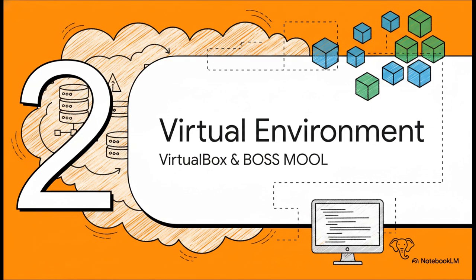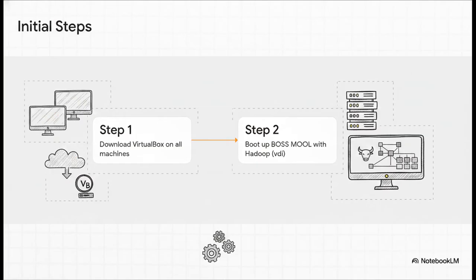Moving right along to section 2, preparing the virtual environment, specifically using VirtualBox and BOSS MOOL. Okay, so to actually get our software running, we've got 2 absolutely crucial first steps. Step 1, you just go ahead and download VirtualBox on all 3 machines. Simple enough. Then, step 2, we boot up BOSS MOOL with the Hadoop Virtual Disk Image, or VDI. Honestly, this is such a brilliant approach. It basically lets us simulate a massive, distributed environment right there on standard everyday hardware.